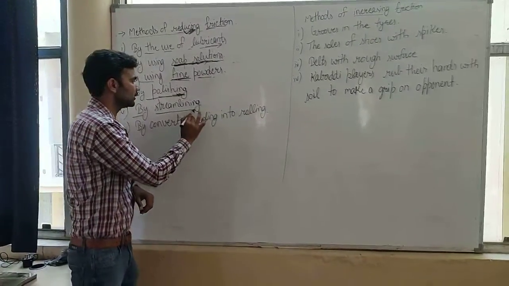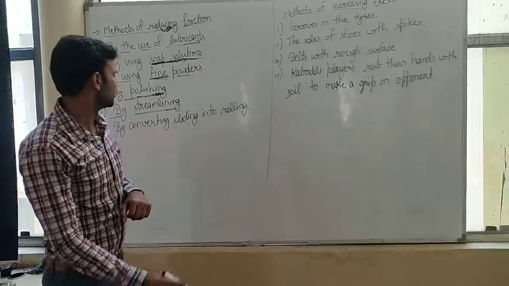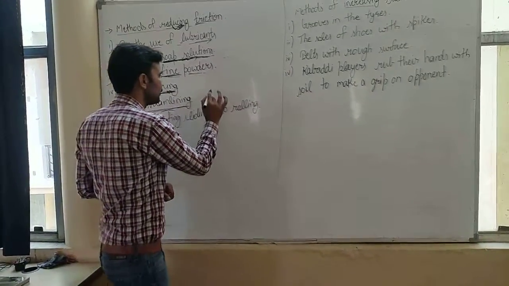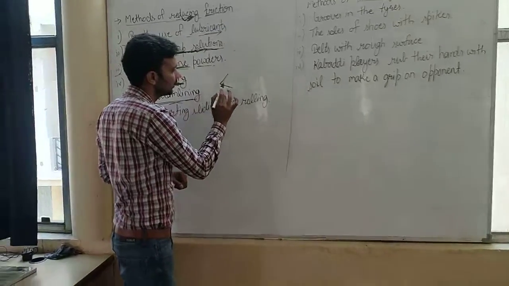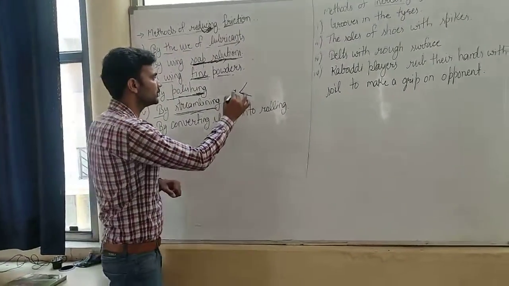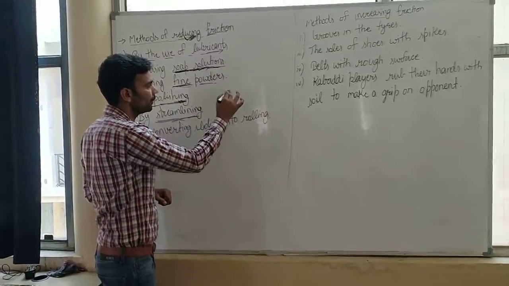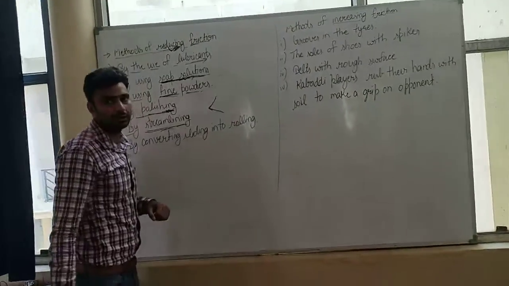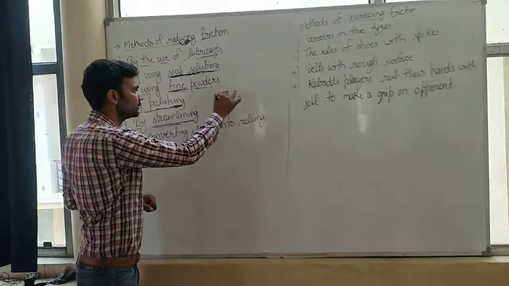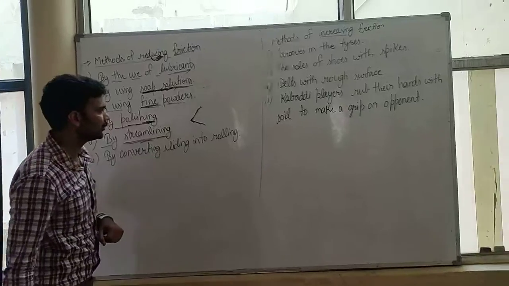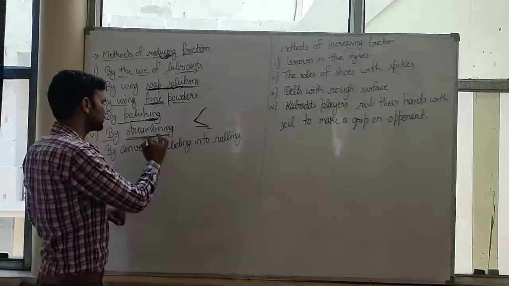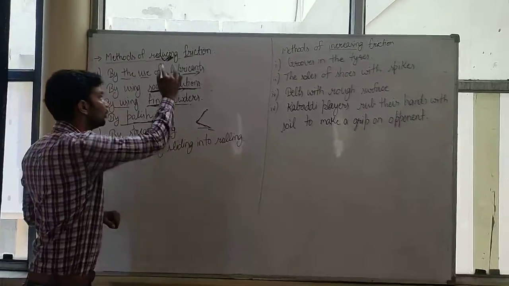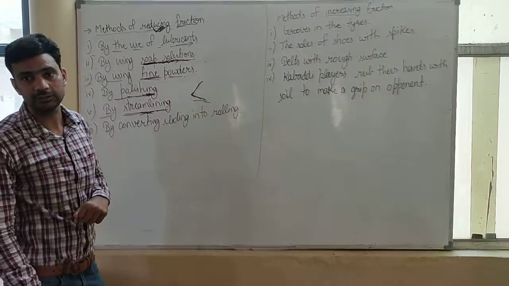Next is streamlining. What is streamlining? It is a V shape. The V shape is known as the streamline shape. It is narrow at the top and wider at the bottom. Fishes have a streamline shape. Why do they have a streamline shape? Because the streamline shape reduces friction, so they can easily swim.